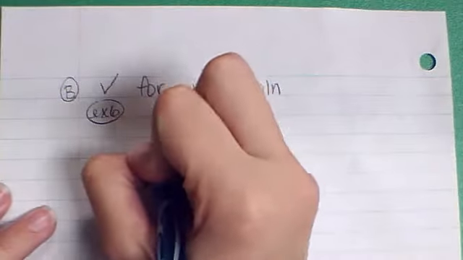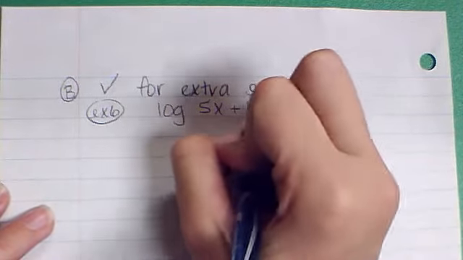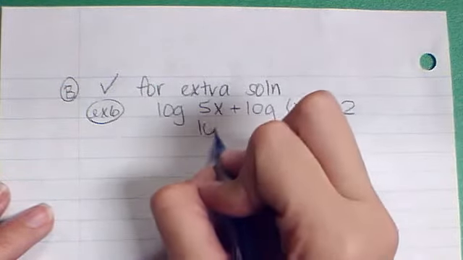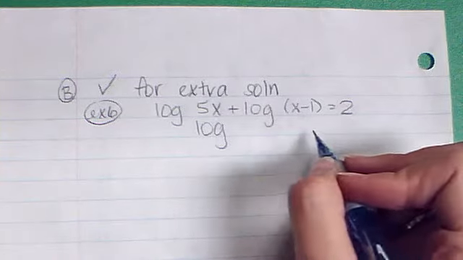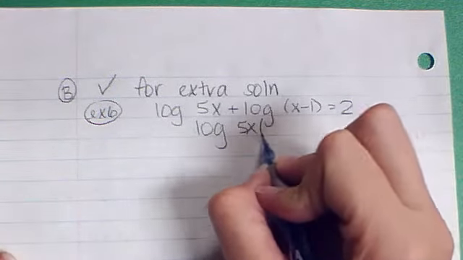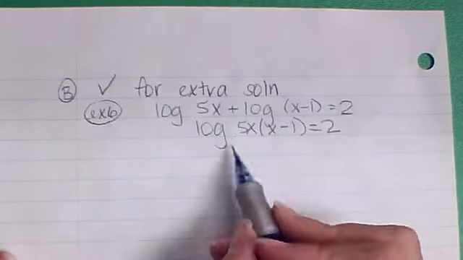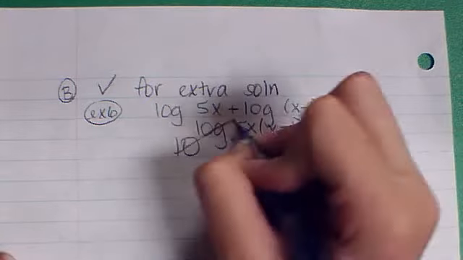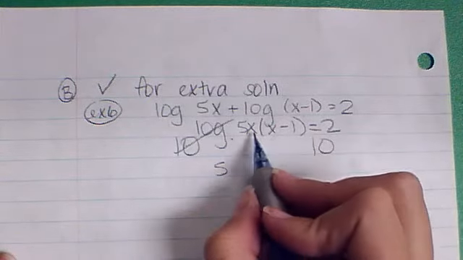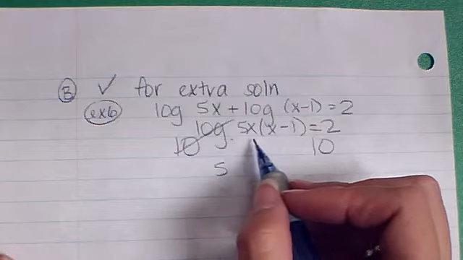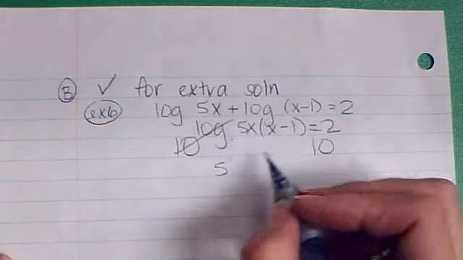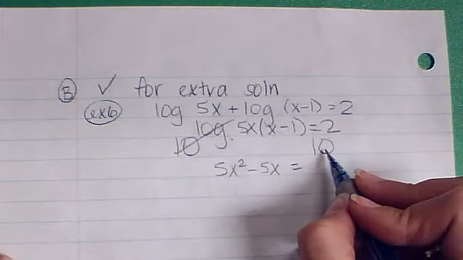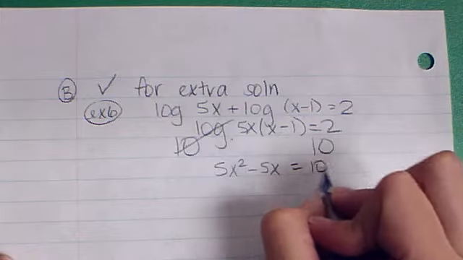So example 6, log of 5x plus log of x minus 1 equals 2. Okay, my logs share the same base, so I can put them together using my rules, my properties. They're being added so I can multiply. Now I know that the base is 10 because there isn't one written in, and so when that happens, my base is 10. I'm going to raise both by that power. On that side, it'll cancel. And at the same time, I'm going to distribute this just to make it easier. I could make that another step if I needed to, but 5x times x is 5x squared. 5x times negative 1 is negative 5x. On the other side, I'm doing 10 squared, which is 100.